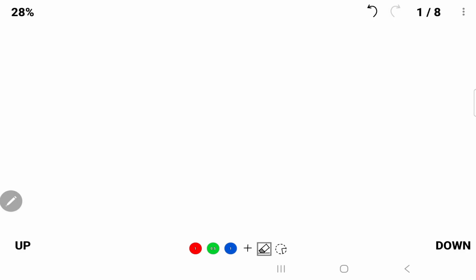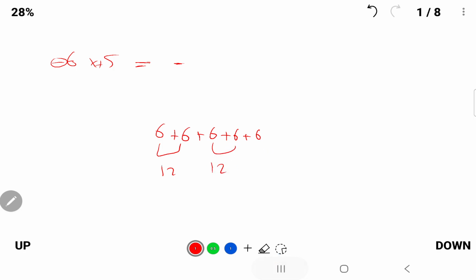So here we have minus 6 times 5. So we have minus here, and here we have 5. So we have different signs, so the answer will be negative. Now 6 times 5 means 6 plus 6 plus 6 plus 6 plus 6, 5 times. So 6 plus 6 is equal to 12, 6 plus 6 is equal to 12, 12 plus 12 is equal to 24, 24 plus 6 is equal to 30. So the final answer is minus 30.